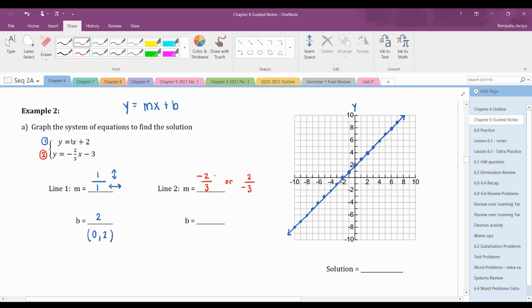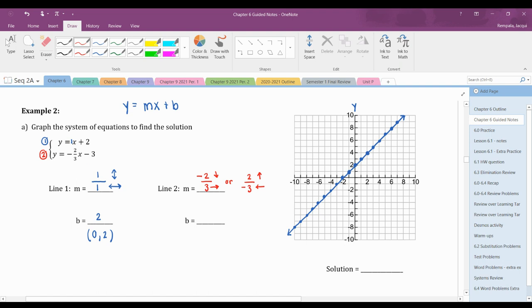Because that 2 is negative, I want to move down. With the 3 being positive, I want to move to the right. If I had written it the other way, 2 is positive, so I'd go up, and then 3 is negative, so I would go down.